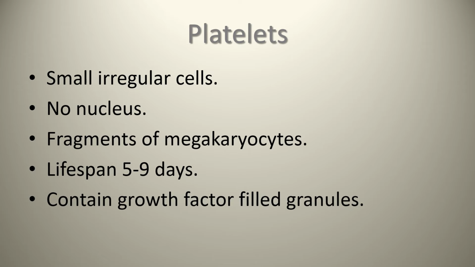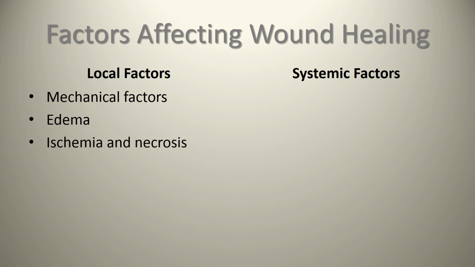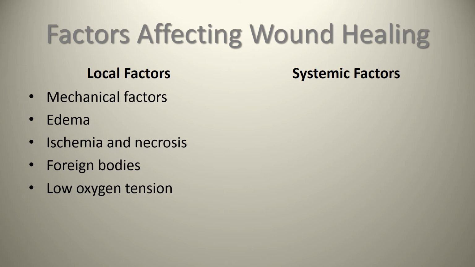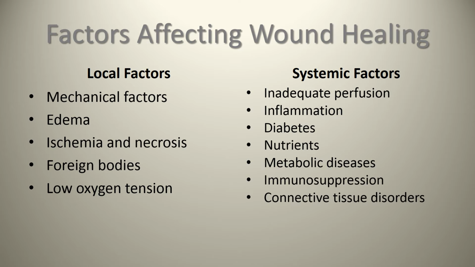Factors that affect wound healing are broken down into two groups: local factors and systemic factors. We'll start with local factors. There are mechanical factors, edema or swelling, ischemia and necrosis, the presence of foreign bodies, and low oxygen tension. Systemic factors are inadequate perfusion, inflammation, diabetes, nutrients, metabolic diseases, immunosuppression, connective tissue disorders, and smoking. These are all factors that would make wounds not heal very well.